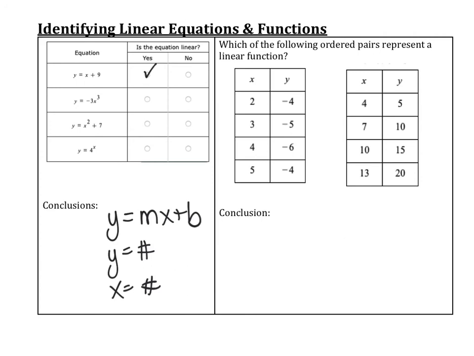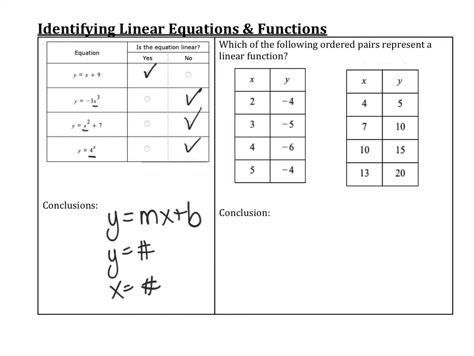In the next one, we notice that we have x to the third power. That's not one of our options for a linear equation, so that equation is not linear. Again, look in the next one, we have x to a second power. That's not one of our linear equations. And in this last one, we have x that's raised to a power, which again is not one of the linear equations. And then it says, which of the following ordered pairs represent a linear function?